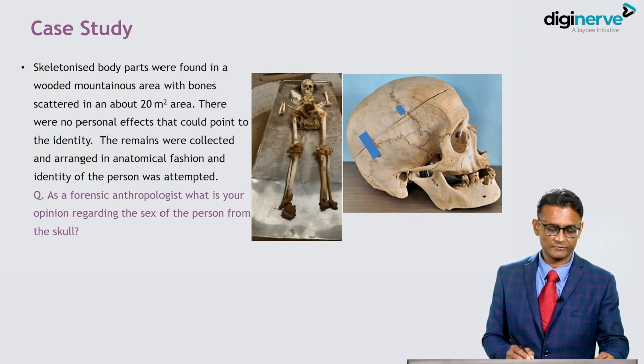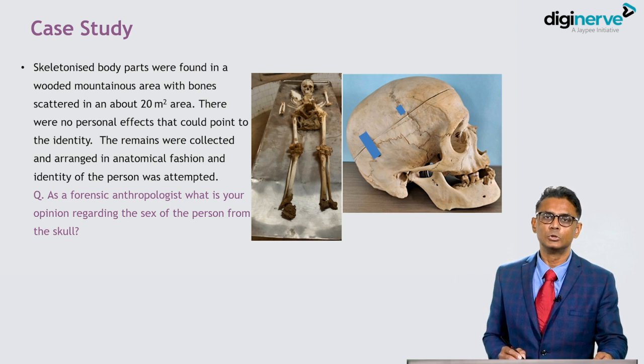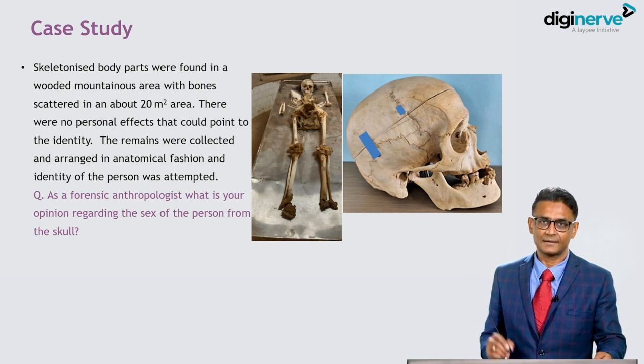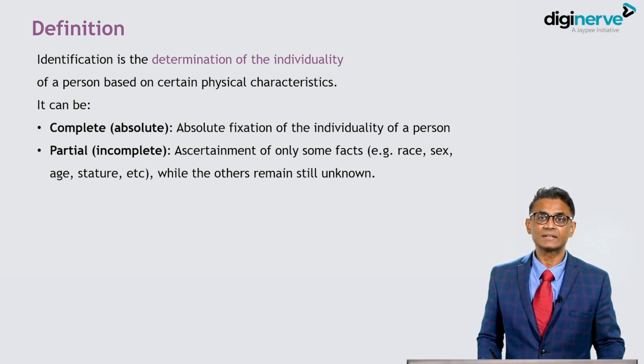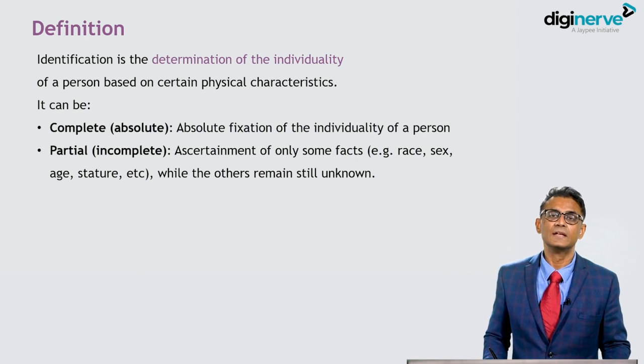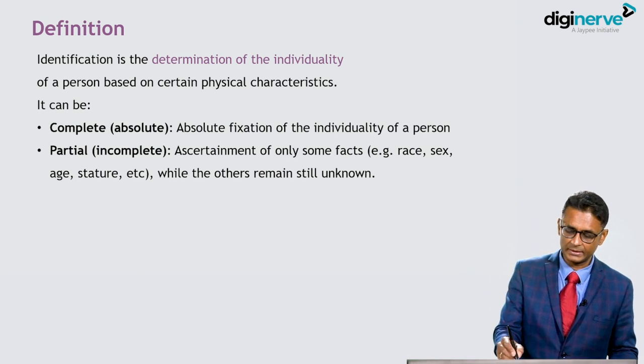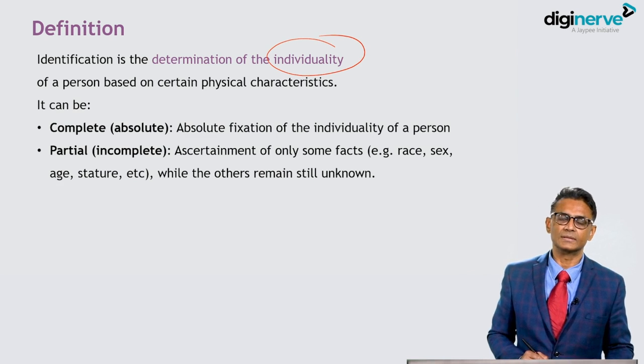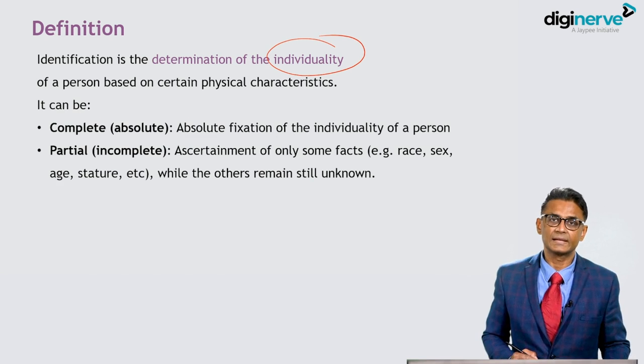This is a skeleton which was found and you have been given a skull to try to find the sex of that person from the skull. Now for some definition, identification is the determination of the individuality of the person based on certain physical characteristics. So you are determining the individuality of the person and it is based on certain physical characteristics.